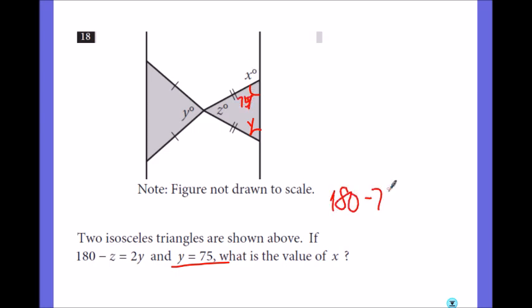180 minus 75 will be 105 degrees. But don't forget, don't write the units. There's no units when you put it into the Scantron. Okay? So here you have to understand the relationship of the isosceles triangle, that these two angles are equal.